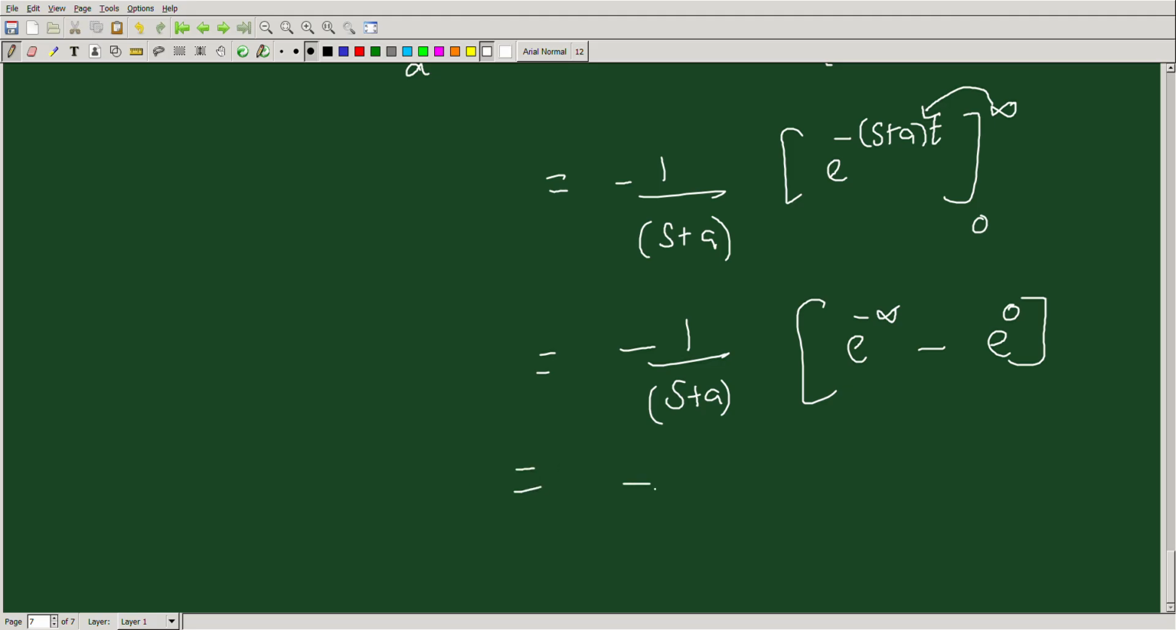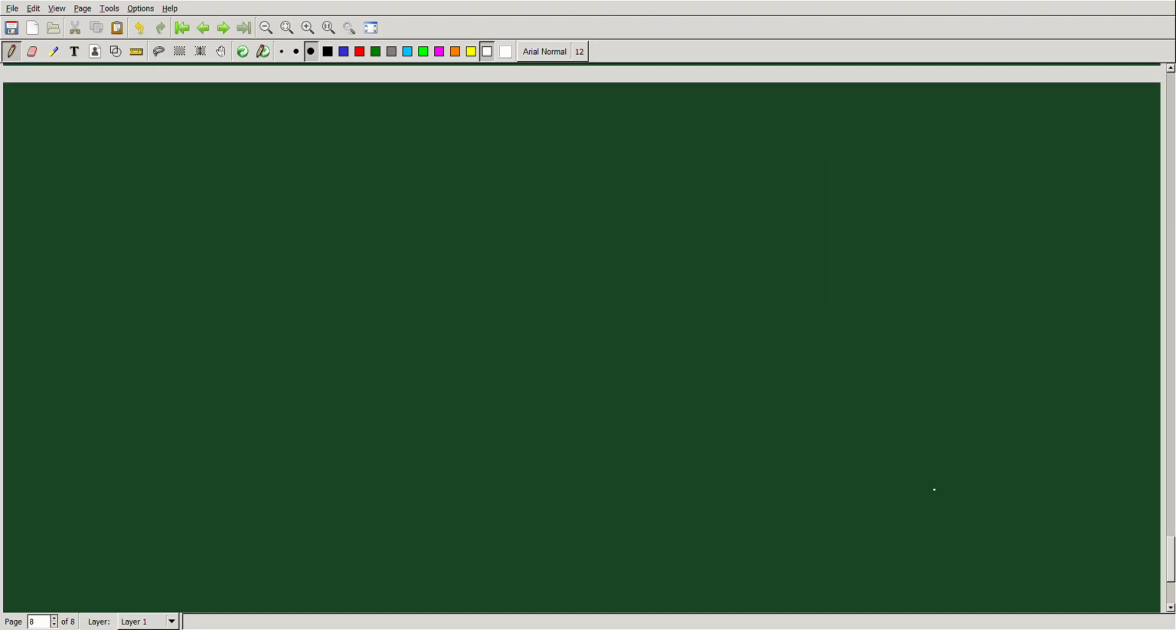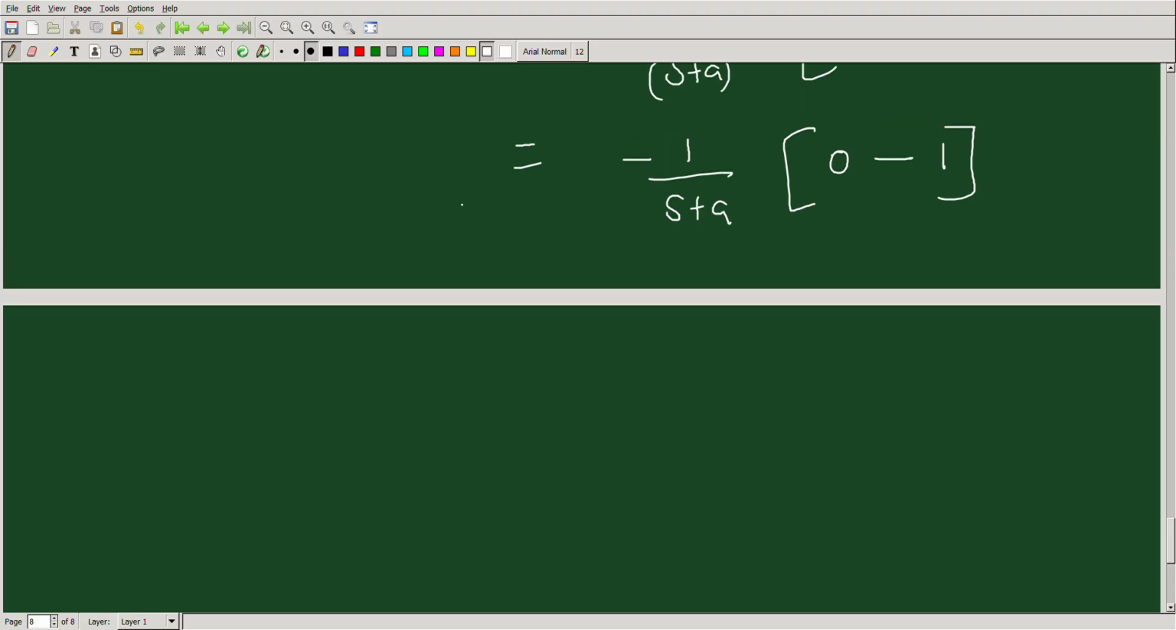So this will be minus 1 by s plus a. e power minus infinity is 0, and e power 0 is 1, anything power 0 is 1. So negative into negative, this is positive. Minus into minus is plus. So this will be 1 by s plus a. Now tell me, the Laplace transform of e power minus at: the answer is 1 by s plus a.